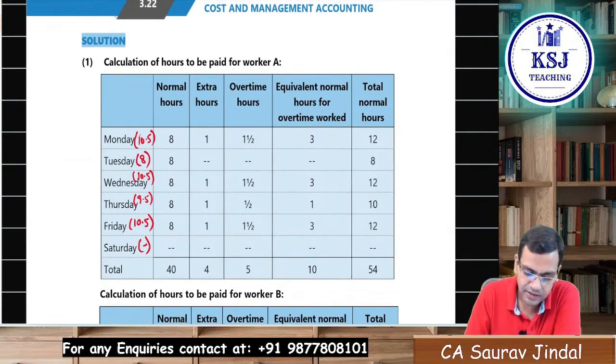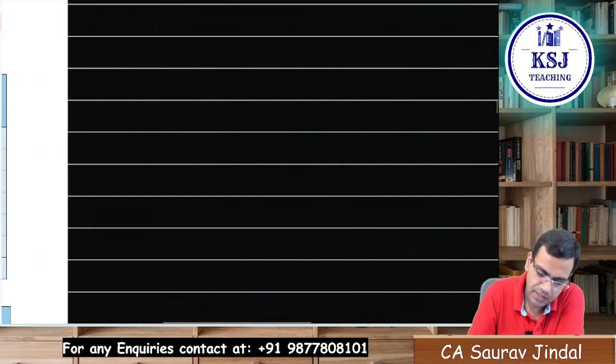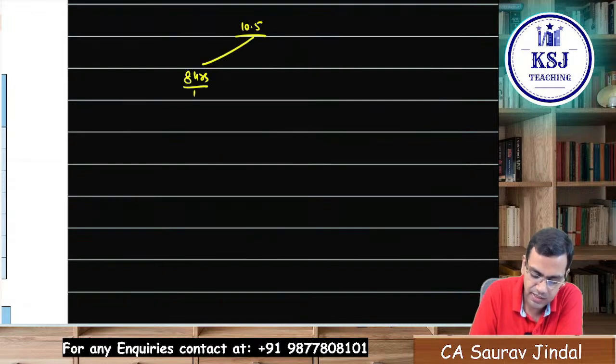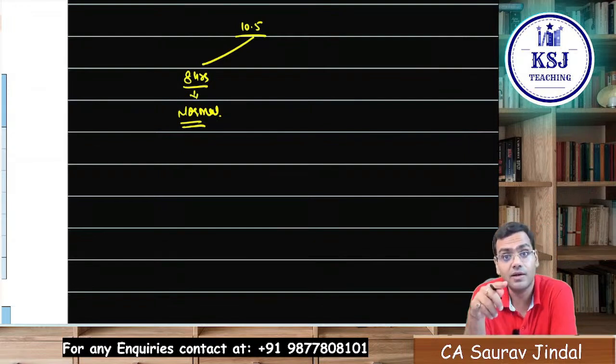Now let's talk about Monday. In case of Monday, the normal working hours of the factory, what are the normal hours of the factory? That is 8 hours, right? Now he is totally working for 10.5 hours. Out of this, 8 hours is normal. So that means for the remaining 2.5 hours he should be given overtime. But the question says you will give overtime only if he is working for beyond 9 hours.